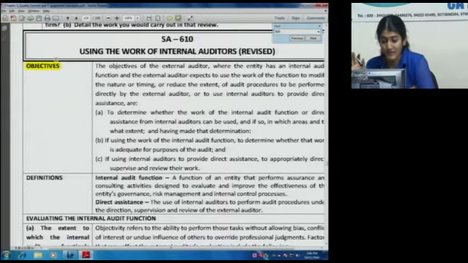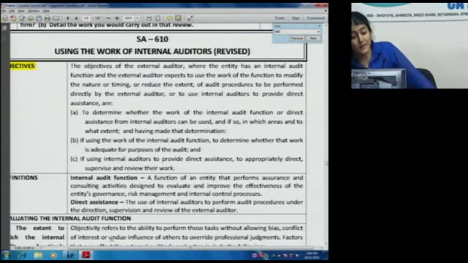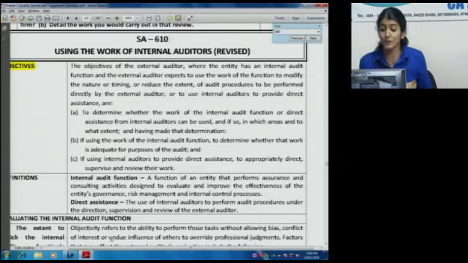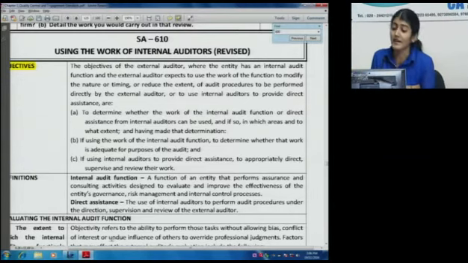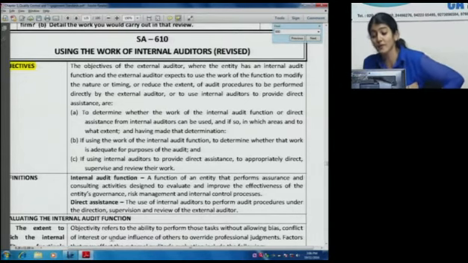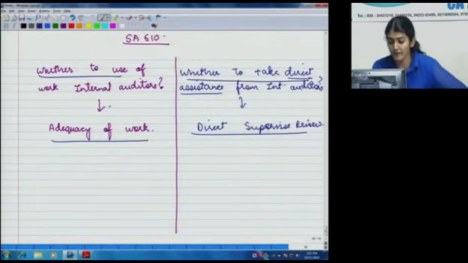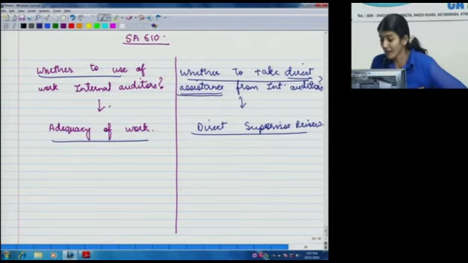You understand? No? Right. The objectives of the external auditor: where the entity has an internal audit function and the external auditor expects to use the work of the function to modify the nature, timing or to reduce the extent of the procedures to be performed directly by the external auditors, or to use internal auditors to provide direct assistance. पहले तो to determine whether the work of internal auditor or direct assistance from internal auditors can be used. तो ये मैंने 2 पार्ट में डिवाइड किया ना, whether to use their work and whether to take direct assistance. And to what extent?